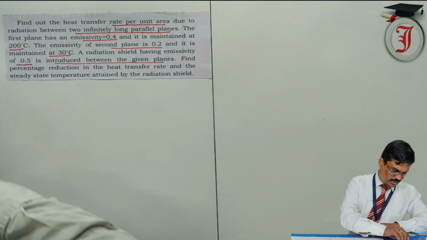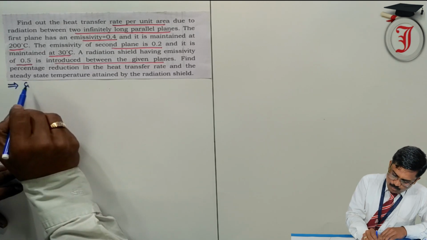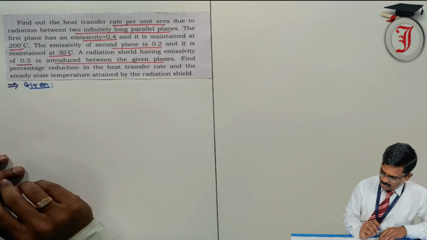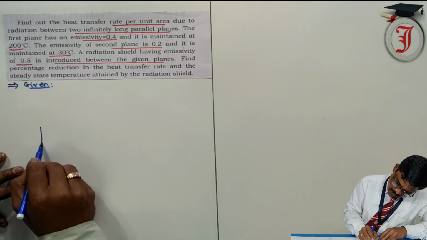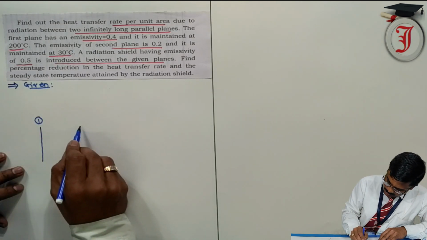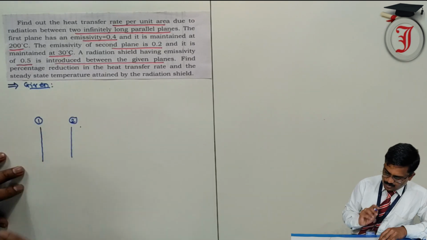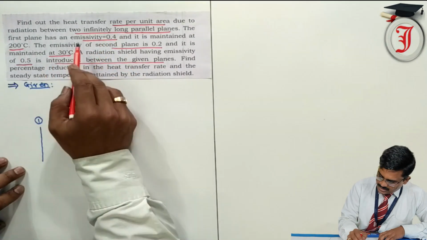So let us solve this numerical. What is given? Two parallel plates are given. Let us draw the diagram of the same. So this is one parallel plate, let us consider this is plate 1, and another parallel plate, which is plate 2. Okay, so two parallel plates are given.